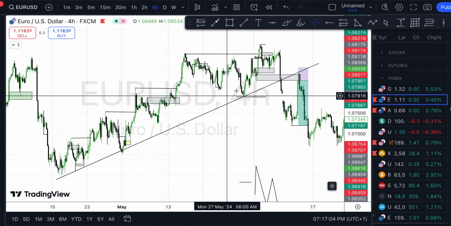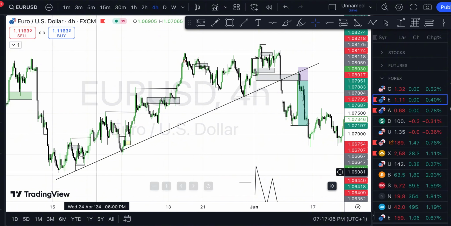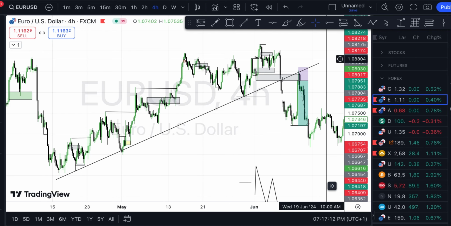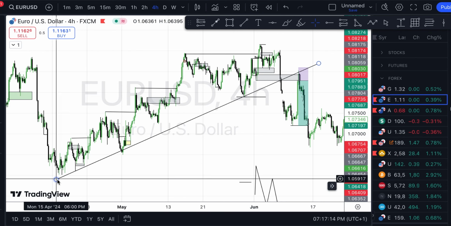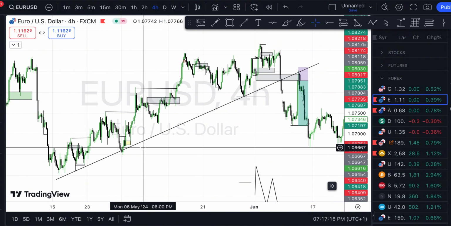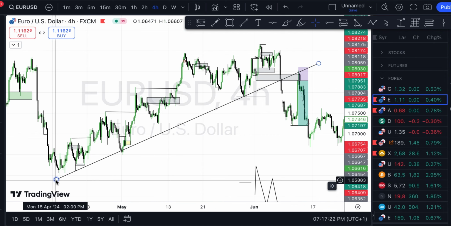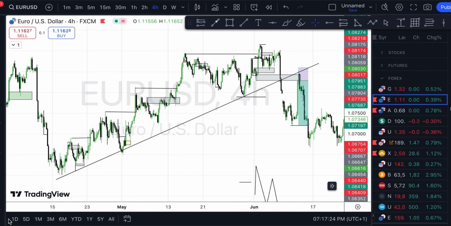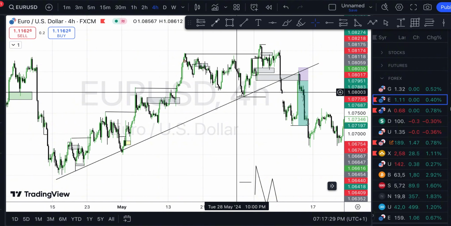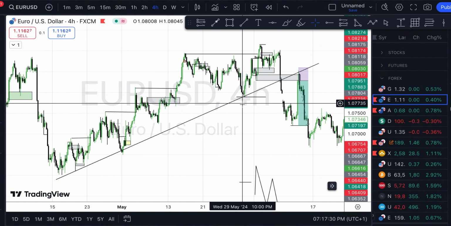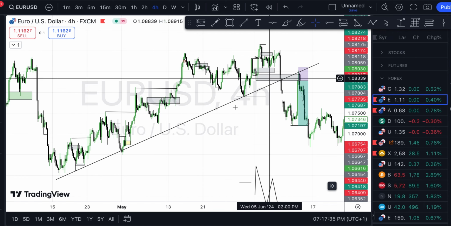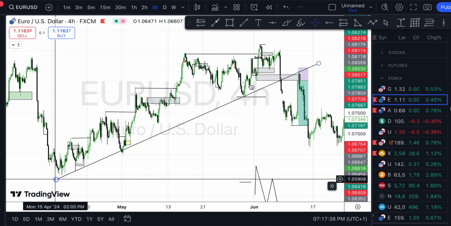Now you can see that as price keeps bouncing here, this is a support level. I said support is always down and resistance is up. So this trend line serves as a support. As long as price keeps bouncing on the trend line, that means this level is a very, very strong support level. That's why price keeps bouncing on this level.